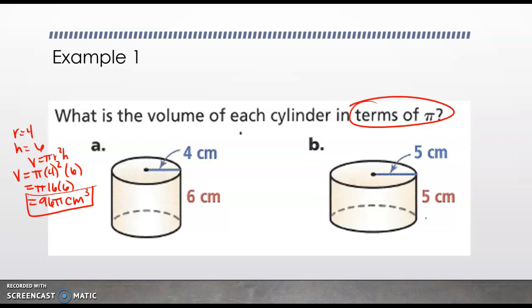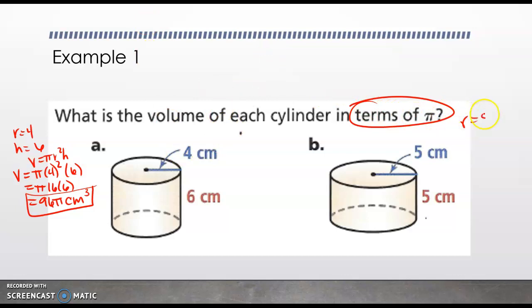So if it talks about in terms of pi, it just means simplify all the other numbers, but don't multiply 3.14 into it. Which is why doing what we were doing last section was just a nice little help, because we did it in terms of pi all the way up until the end.